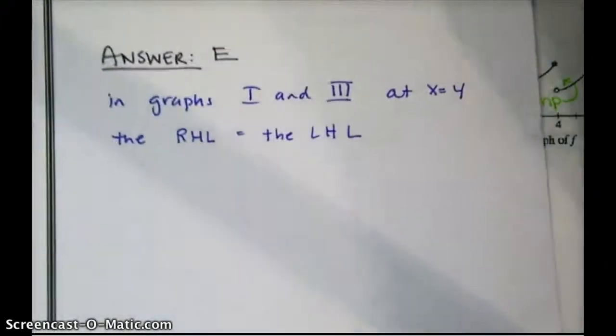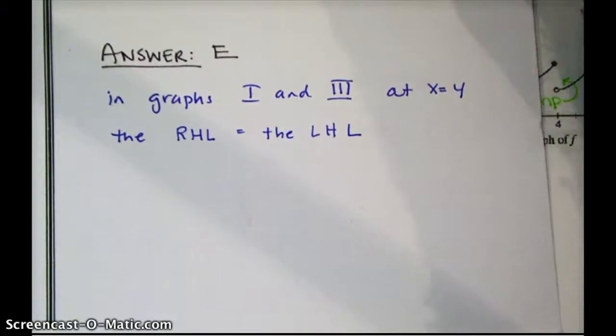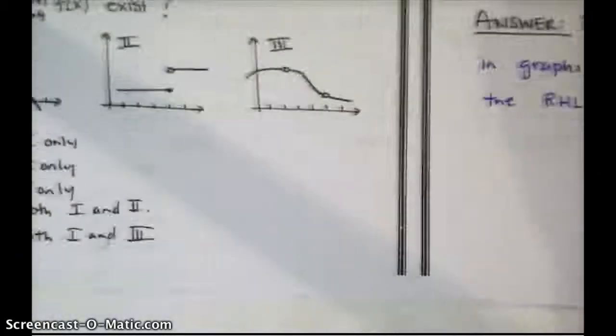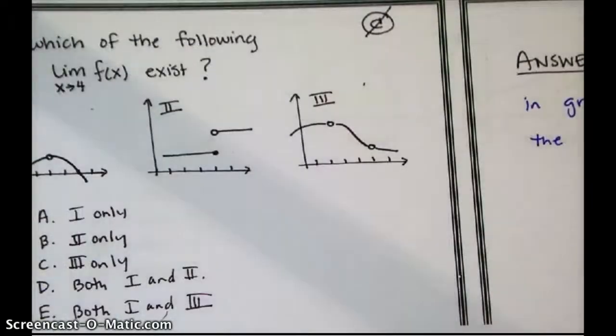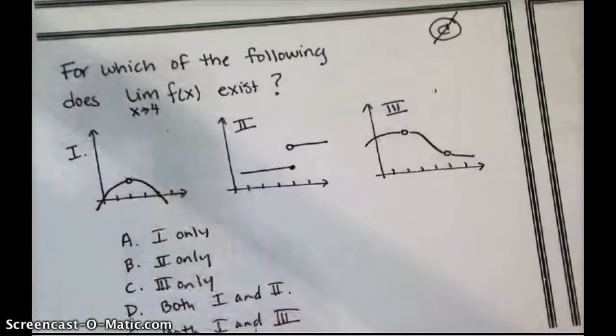Yep, this should be pretty simple. The answer is E, and that's just because at x equals 4, the right hand and the left hand limits are the same for 1 and 3. If you want to see that, think about tracing them and pay attention to where 4 is, because this is trying to trick you here.